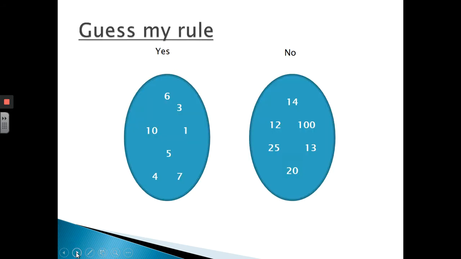So here's a nice activity to play with your children if you want them to start generalizing about what's the same and what's different. Here's one in relation to numbers. Have a little look and see if you can identify what my rule is.